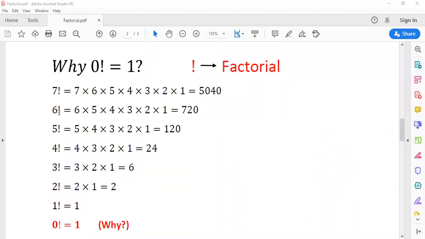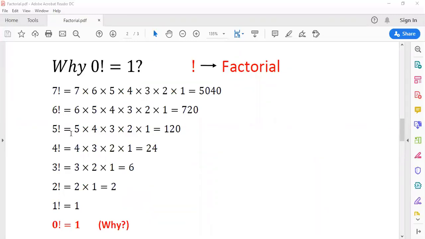In the same way, 6 factorial can be written in descending order from 6 to 1, and then we multiply all these numbers and the result is 720.